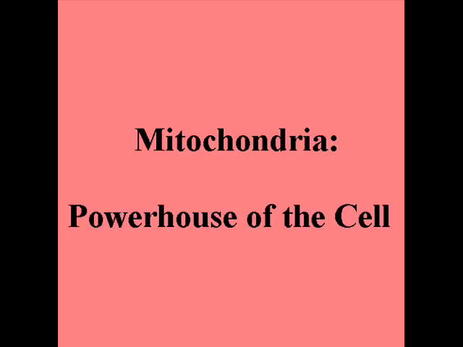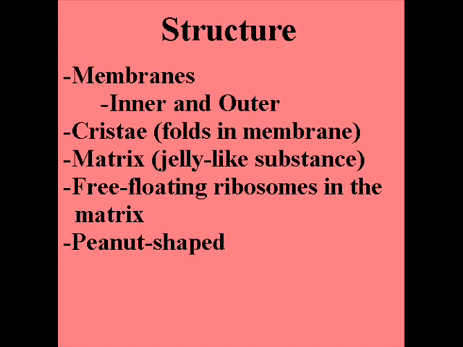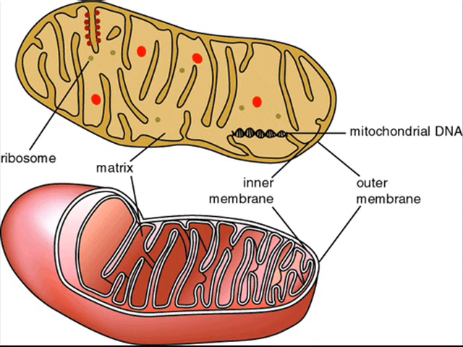Mitochondria, commonly known as the powerhouse of the cell. Mitochondria are peanut-shaped organelles with two membranes, an outer and an inner, cristae, which are folds in the inner membrane to increase surface area, a matrix, which is a jelly-like substance containing the DNA and ribosomes. Here is an example of a mitochondria and its components.